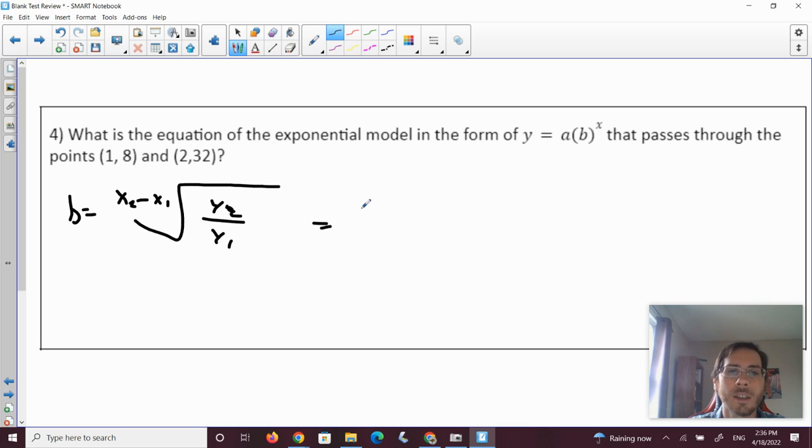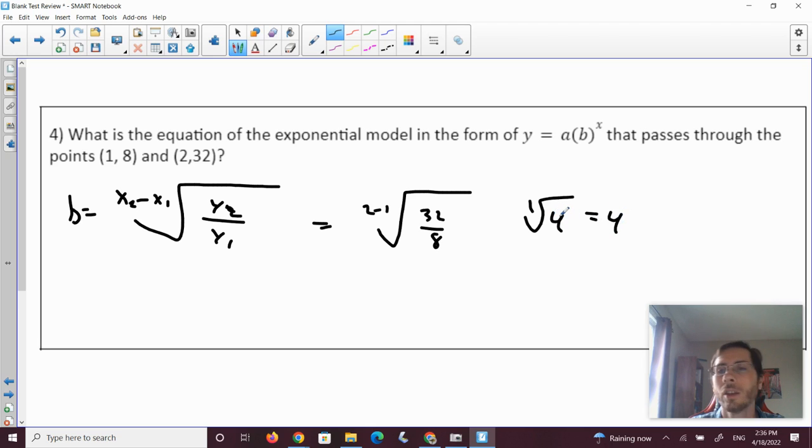But if we do that, it's going to be the 2 minus 1 root of 32 over 8. So that means we're going to do 32 over 8. The first root of 4 is just going to be 4. So we can tell that b is going to be 4.